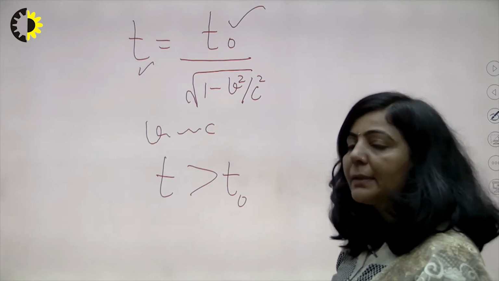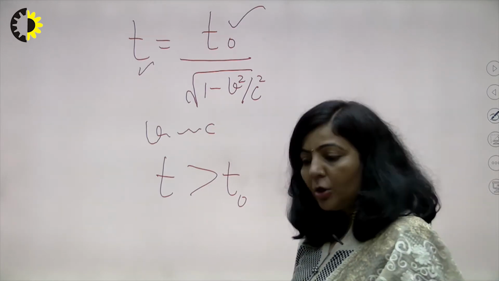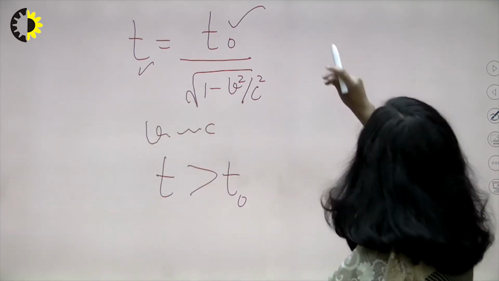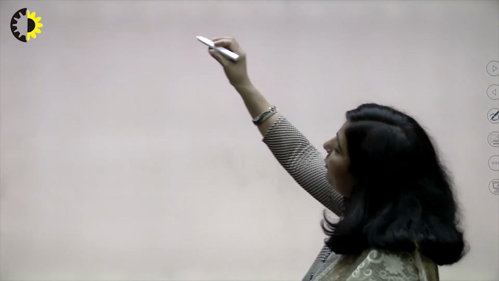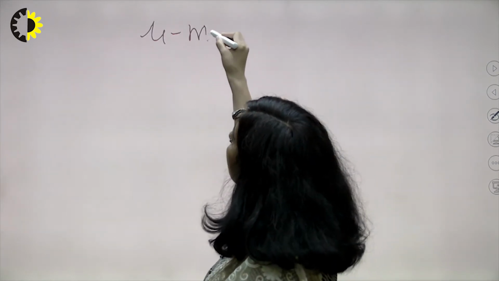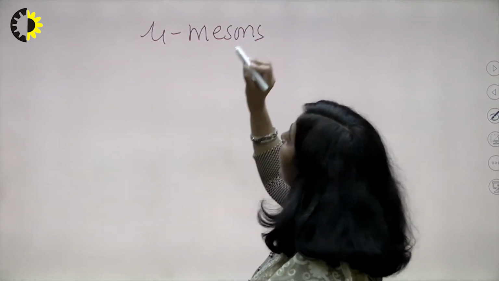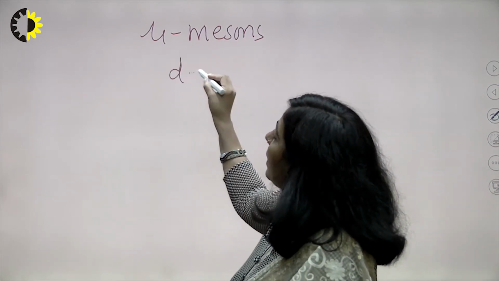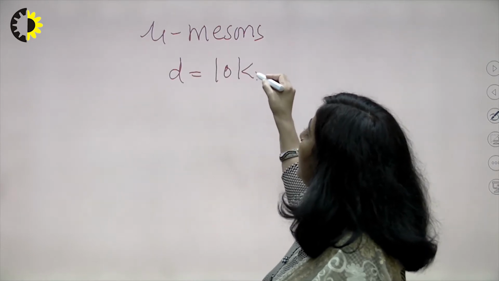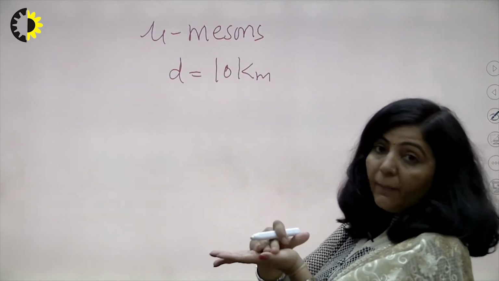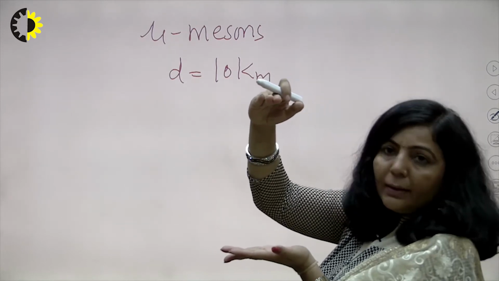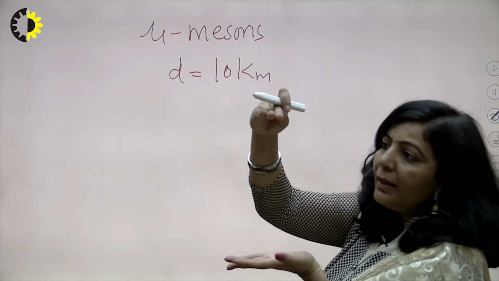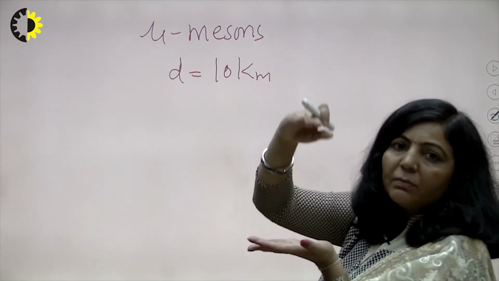After that, we have discussed that time dilation is a real effect. In that, we have taken the example of mu mesones. We have proved there that these mu mesones are created in our atmosphere approximately at a distance of 10 kilometers from the surface of Earth. Means if this is the surface of Earth, then above 10 kilometers from here you are getting these mu mesones. So actually they are created at a distance of approximately 10 kilometers from the surface of Earth.